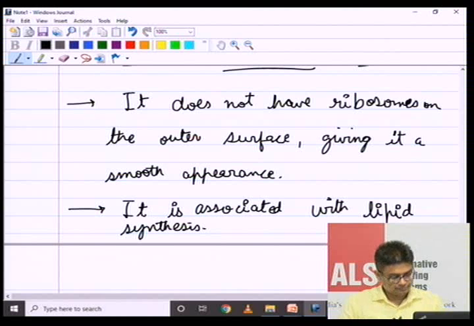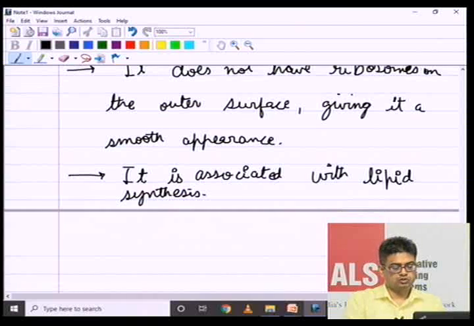Okay. Now let's put the heading Golgi apparatus.